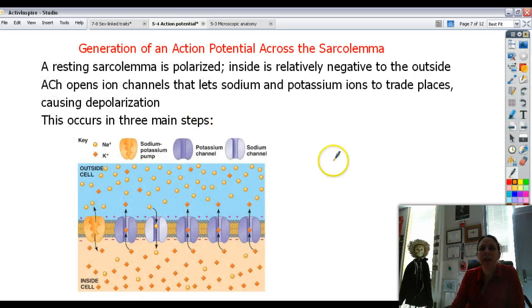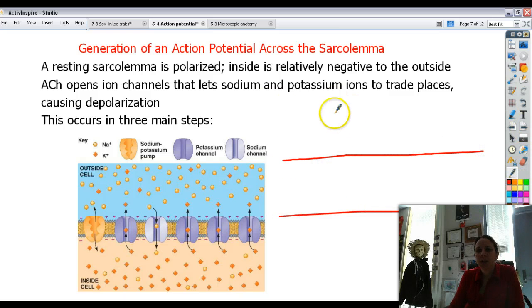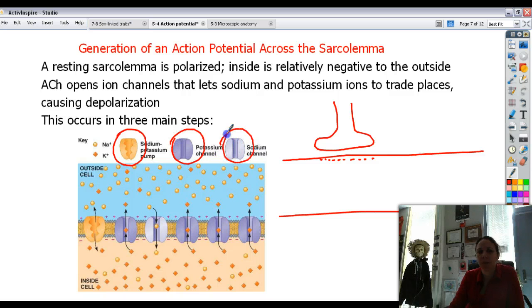Okay, once the information gets into the sarcolemma, because remember we got our muscle fiber here, so once the axon tells the sarcolemma that, hey, it's time to contract, then here's what's going to happen in the sarcolemma. You have pumps. You have a sodium-potassium pump. You have just a potassium pump and a sodium pump. Okay, so these are the three main players.